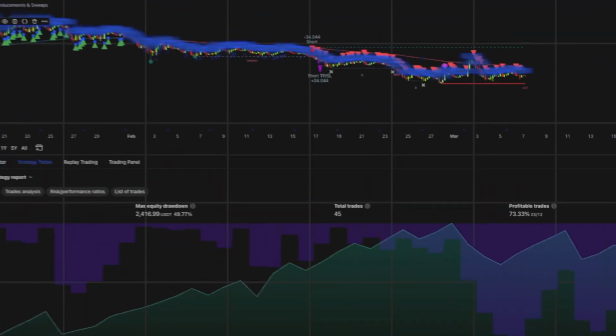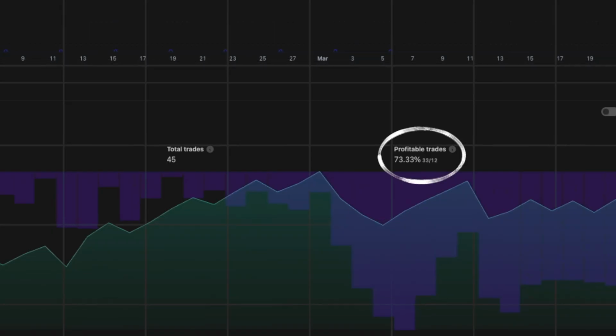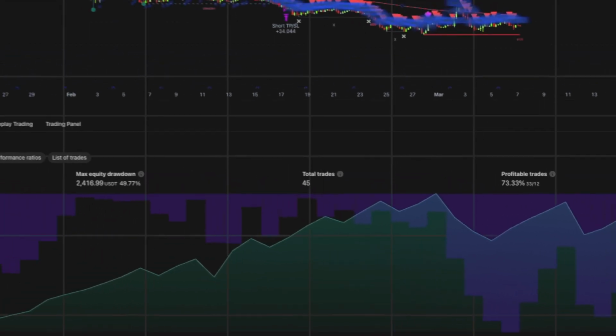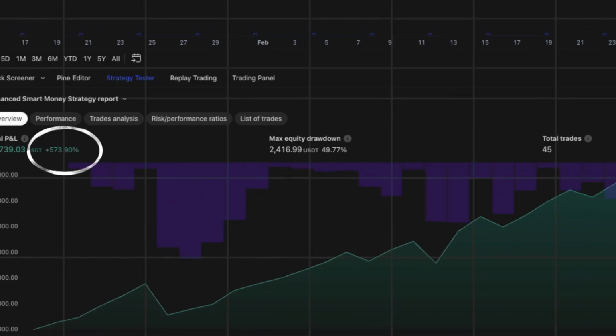Let's check out the performance stats. Look at that win rate. It's 73% on default settings, which can easily be optimized to achieve 80 or even 90% accuracy. The total profit generated is over 570%, which is insane.